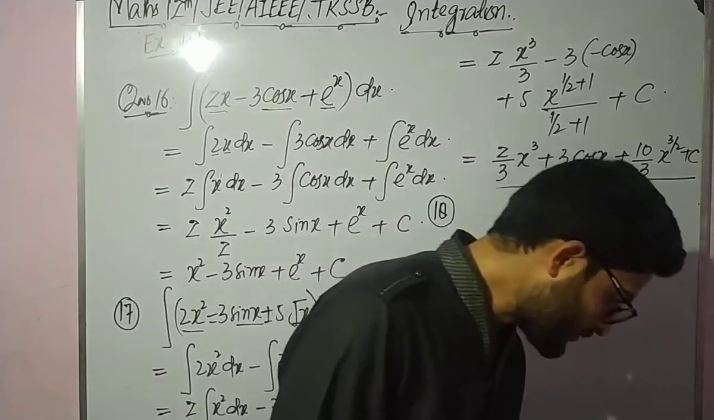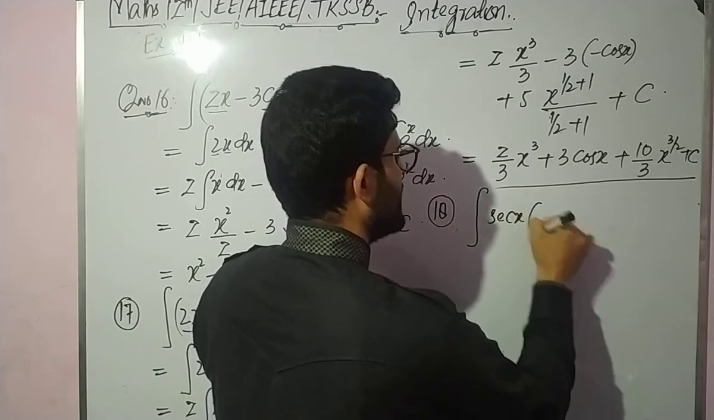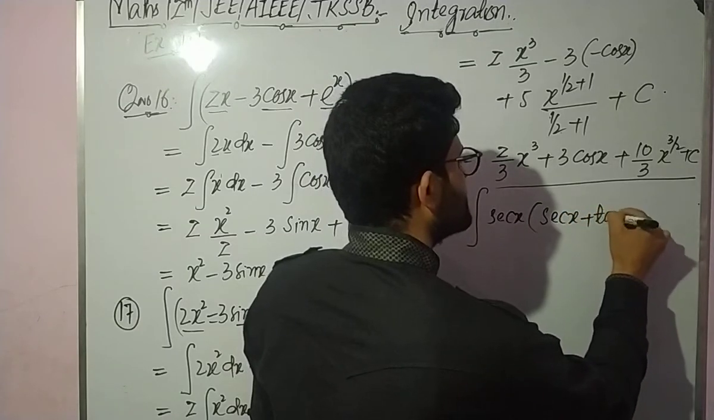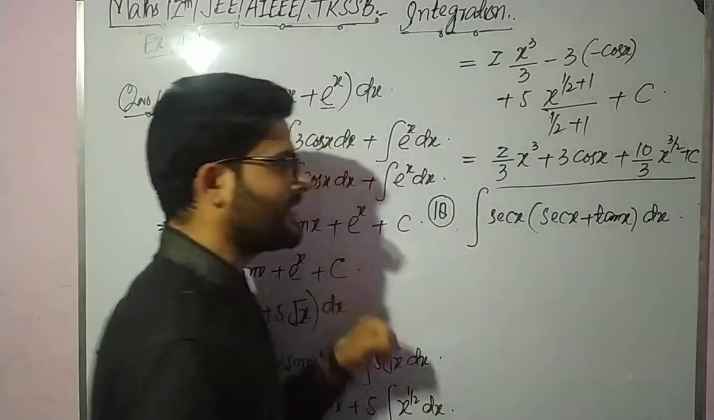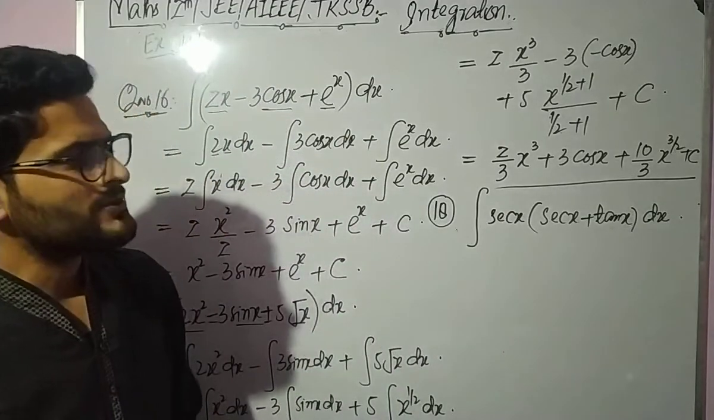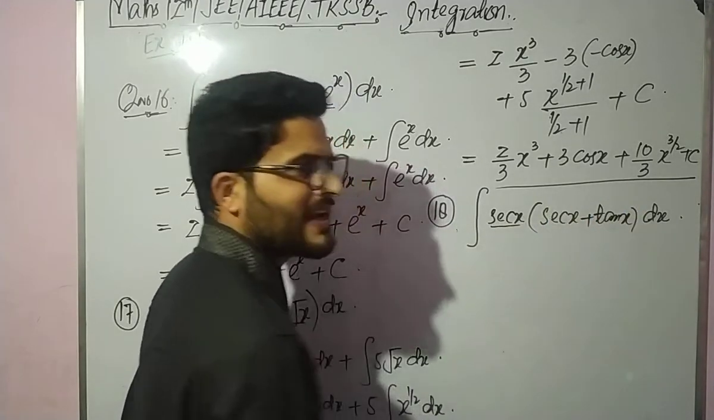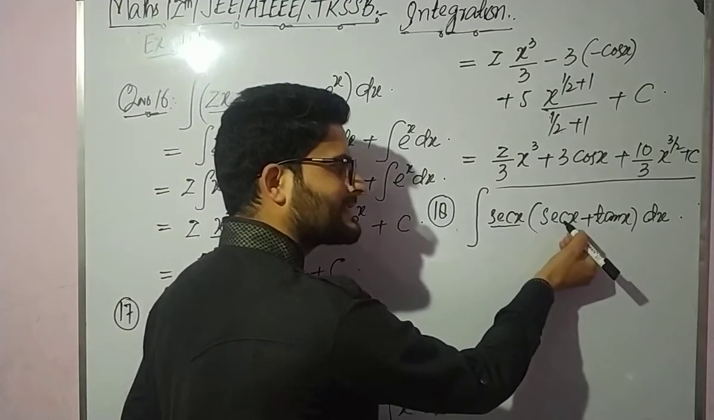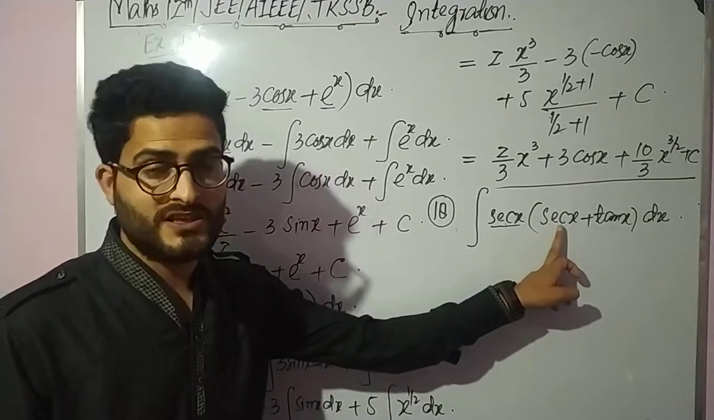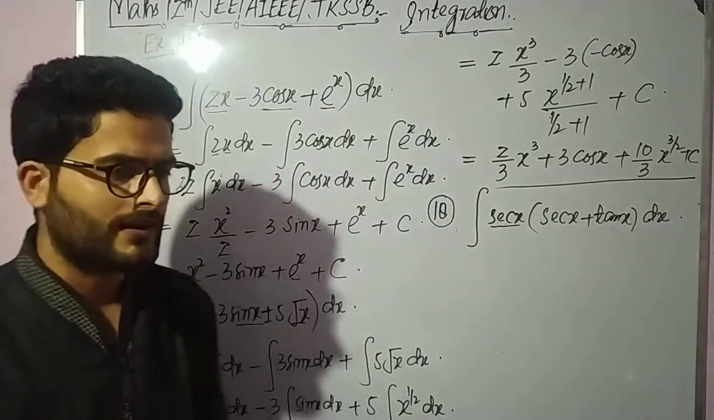Question number 18 is all about the integration of sec x into sec x plus tan x dx. If we look at this integrand, this is not in the standard form, so first we will bring it into the standard form. How? Since sec x is multiplied with the whole of sec x plus tan x, we multiply sec x with sec x and sec x with tan x. Here sec x into sec x becomes sec square x, which is again a standard integral, and the second term will be sec x tan x, that's again a standard integral, so we can integrate the function easily.